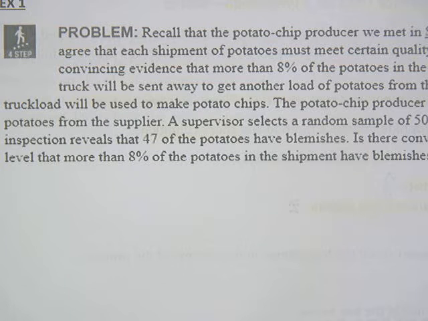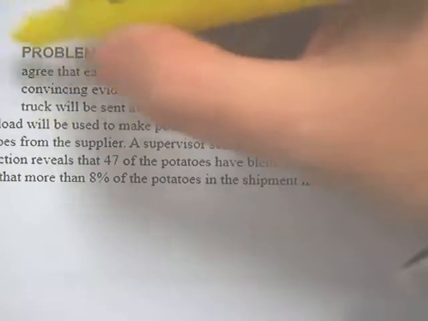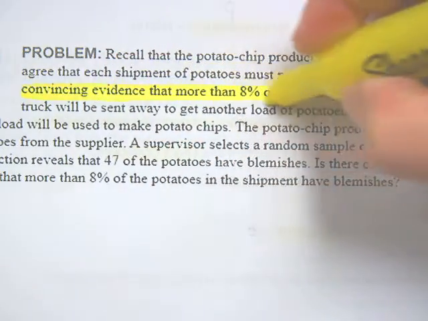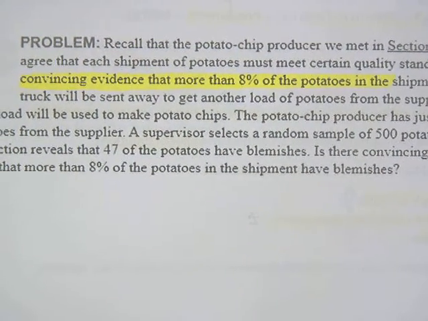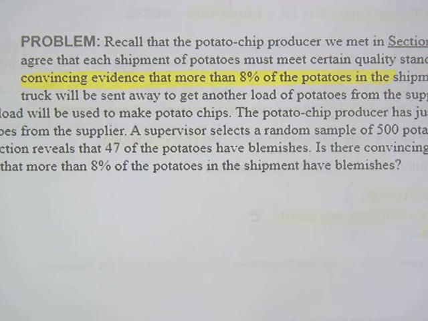We've seen this problem before, so I'm just going to tell you the gist. You are a potato chip producer, and you get this truck of potatoes in. If you find evidence that more than 8% of the potatoes in the shipment have blemishes, then you're going to send the truck back. I don't want to make potato chips out of a bunch of rotten potatoes. If you don't find evidence of that, then you're going to keep the truck, make your chips.